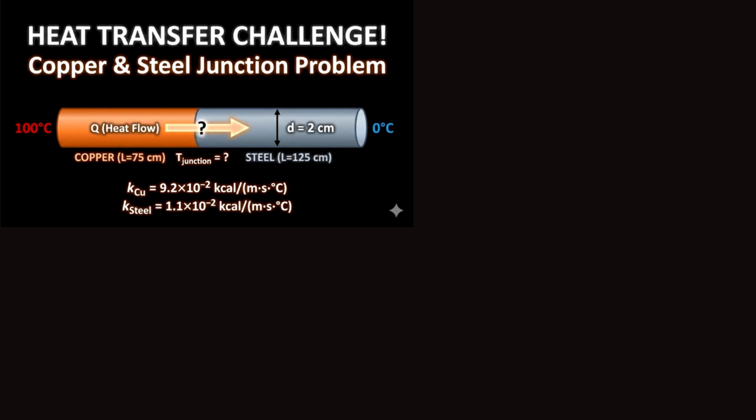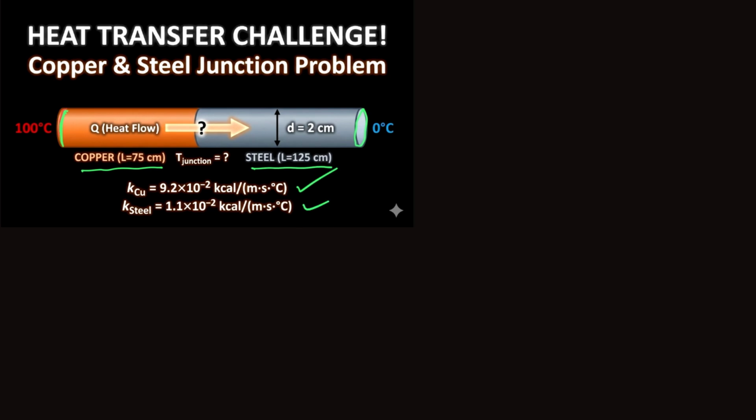Alright, now there is another numerical based on this one. In this numerical, temperature of this point is 100 degrees Celsius, and this point temperature is 0 degrees Celsius, and diameter is same, and length of this one is, copper length is 75 centimeter, and steel length is 125 centimeter, and copper thermal conductivity is given and steel thermal conductivity also given.